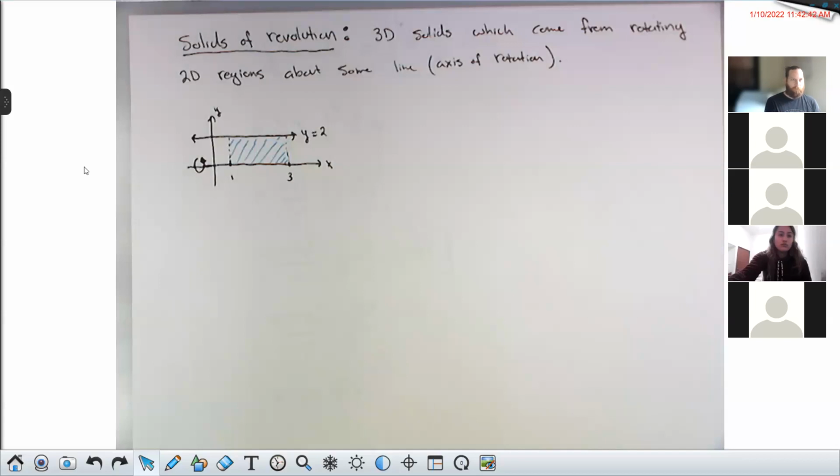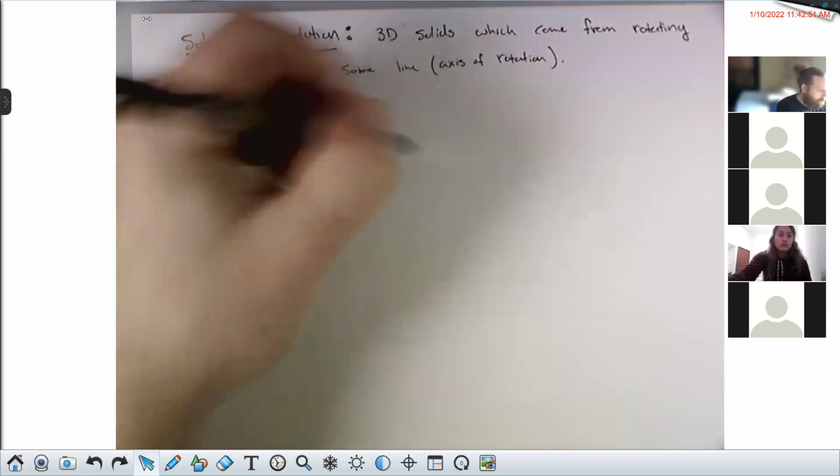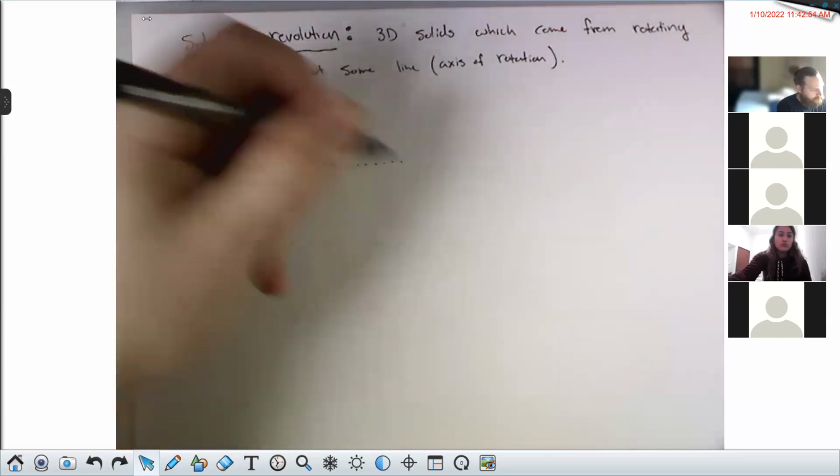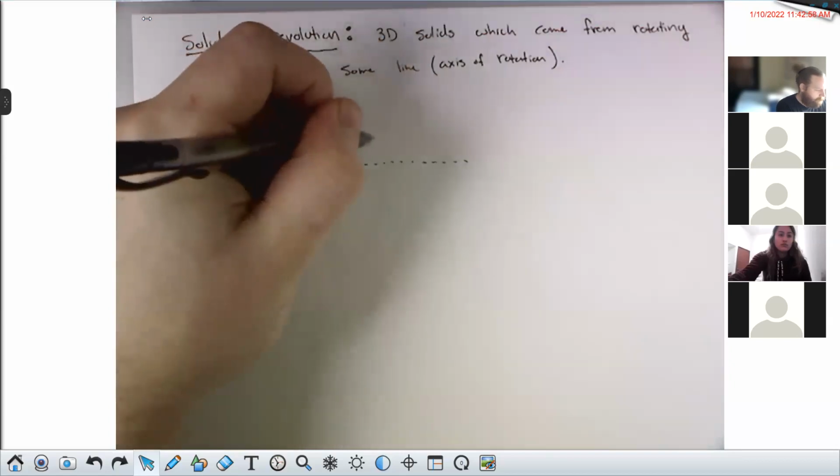Very good. Yeah, Amanda and Tyler, it's a cylinder, right? It's going to give us a cylinder. In fact, I'll draw it over here. Let me continue my axis of rotation here. Here's the cylinder.